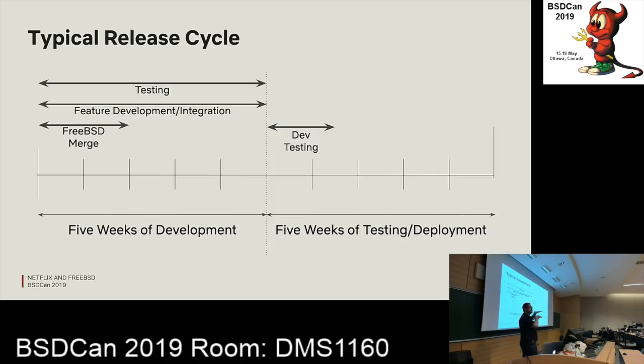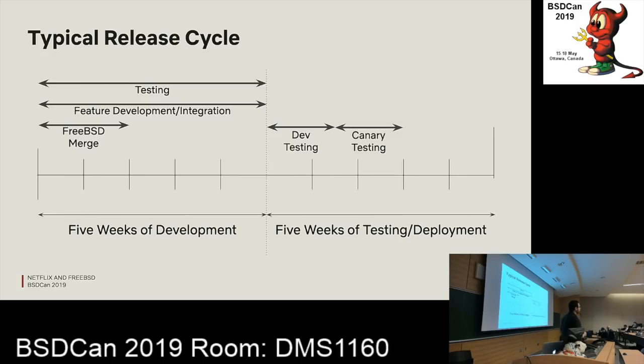So these 5 weeks are overlapping. We usually have two releases in flight, one in development, one in testing and deployment. The first week or so of the testing and deployment phase is reserved for our development team to do testing. At this point we will send, I think it's something like 1% of all Netflix clients, to a box that's running the release candidate code. We'll let them give us statistics about how things are going, and we'll also monitor the boxes to see if there's anything unusual.